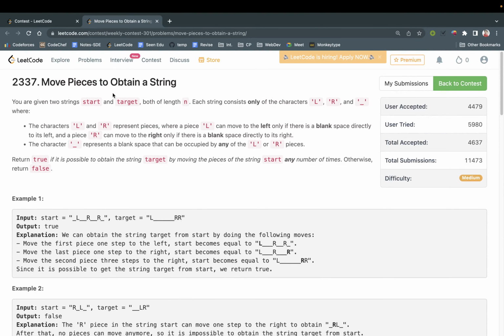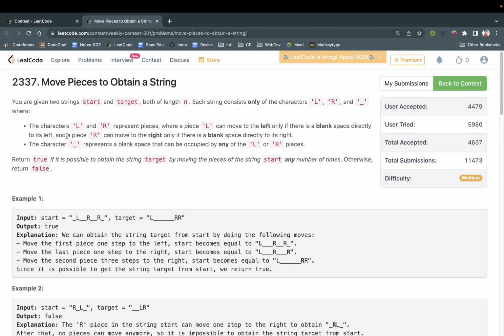So first I'm going to explain this problem. We have given a string s, let it be the starting string, and the target will be t, that we have to reach in the end. We have to change the start to the target, and both are of the same length. Each string consists of only the letters L, R, and dash.